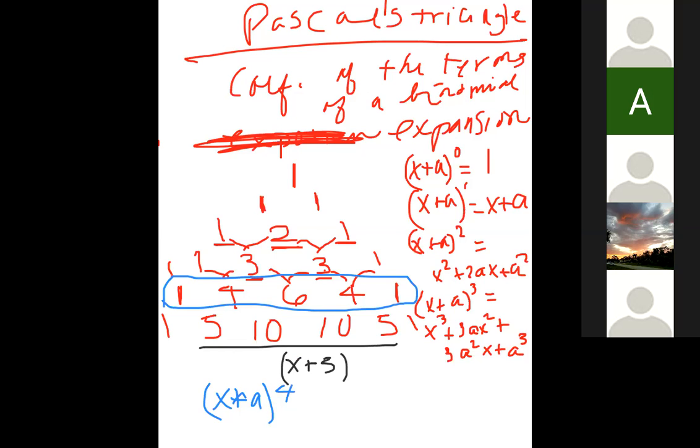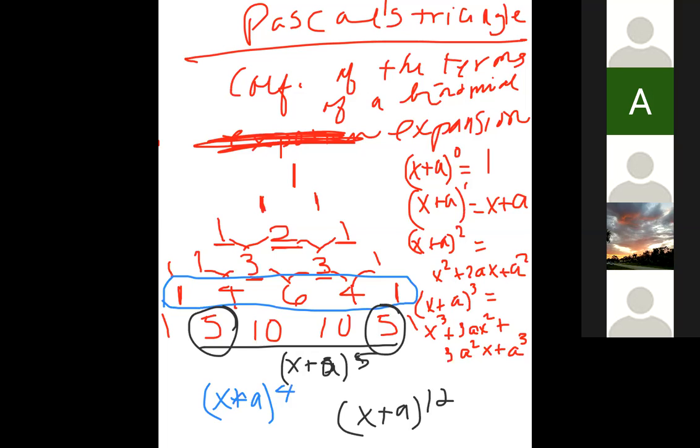Now, guys, here's the problem. What if they would ask you to expand a binomial to the 12th power? What would you do to find these coefficients? Would you have to sit there all day long and draw out Pascal's triangle until you get to that line where the second number is 12? No. That's not very efficient. And that is why we use the factorials, AKA the combination, in order to find the coefficients of these.